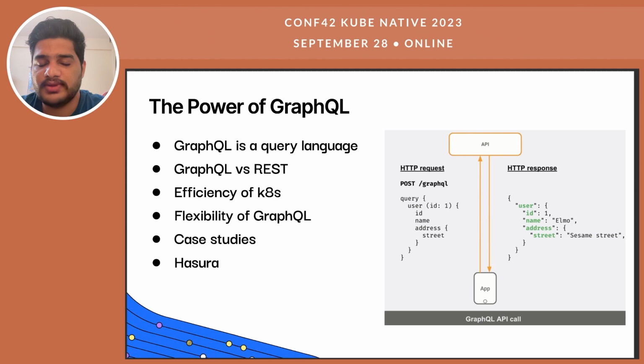However, if your API server was a GraphQL server instead, this is what your API call would look like. As you can see, you're querying for a user, and you're querying the ID, the name, the address, and the street, or even, let's say, the name of the hotel or the city, and you get the response in a very similar JSON format as your request is.